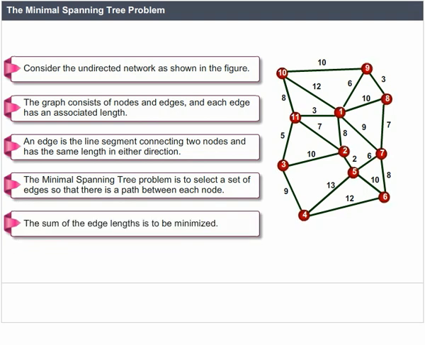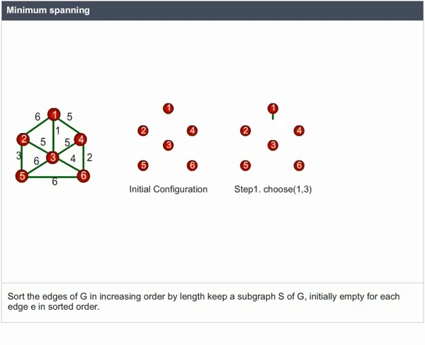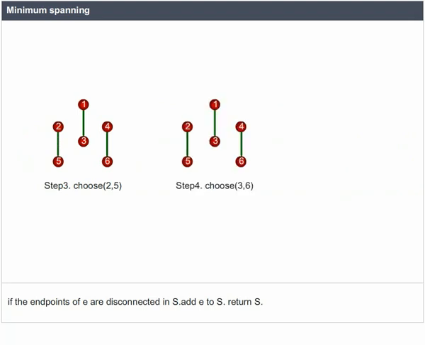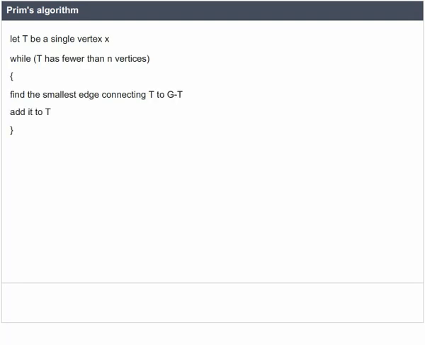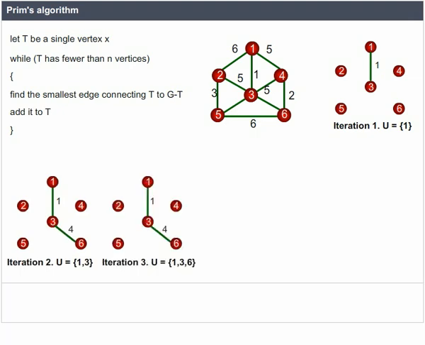Minimum spanning tree, Kruskal's algorithm. Sort the edges of G in increasing order by length. Keep a subgraph S of G, initially empty. For each edge E in sorted order, if the endpoints of E are disconnected in S, add E to S. Return S. Prim's algorithm. Let T be a single vertex. While T has fewer than n vertices, find the smallest edge connecting T to G minus T, and add it to T.